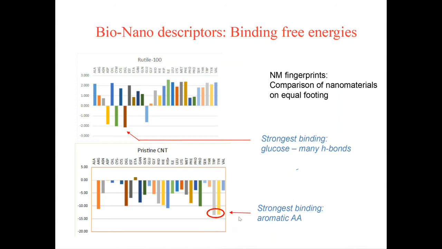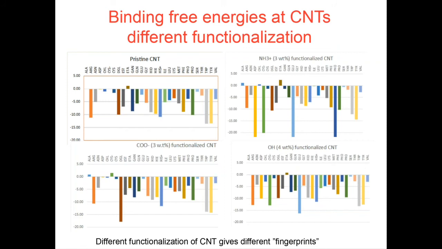For carbon nanotubes, we have mostly negative free energy, which shows strong binding, especially strong for aromatic amino acids, which makes sense. And you see that this approach allows us to compare on equal footing different materials and how they see the biological matter. It's kind of a fingerprint of materials in the biological media. This graph also shows binding free energy for carbon nanotubes with different functionalization. So functionalization also changes binding.